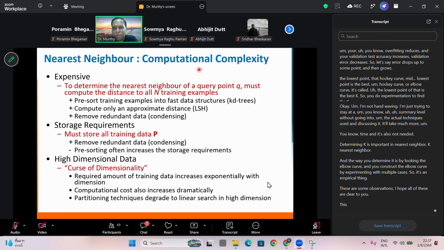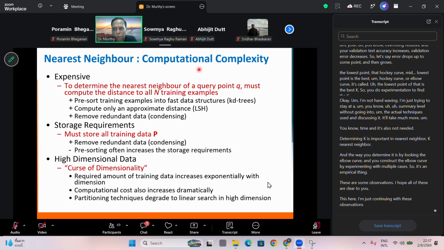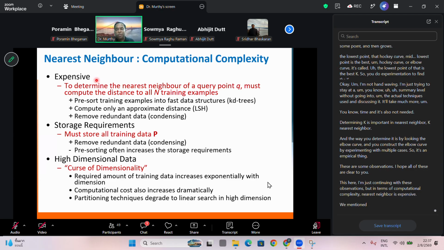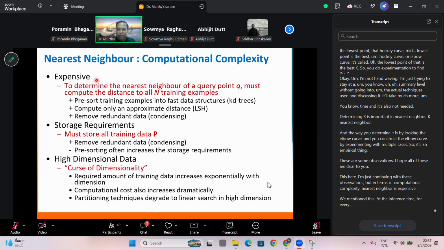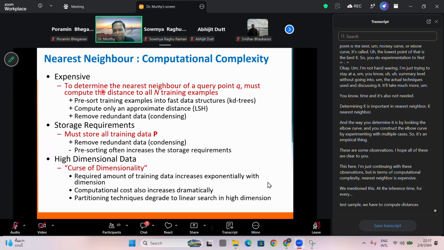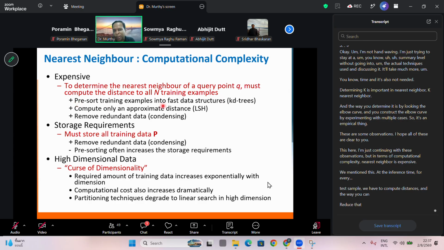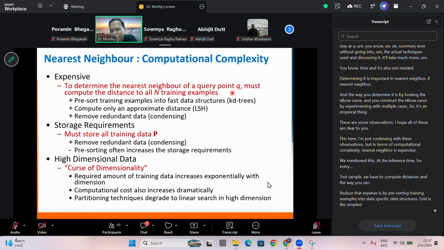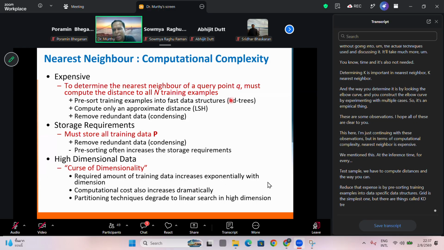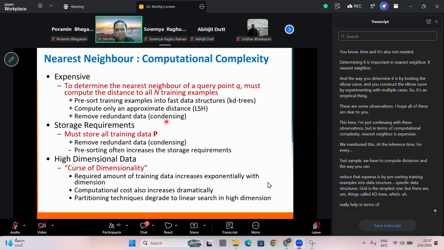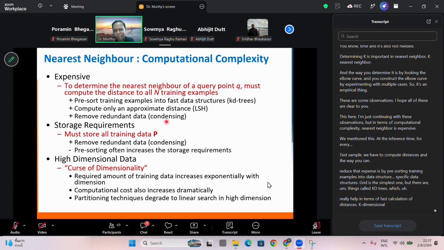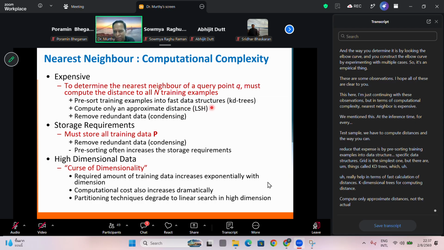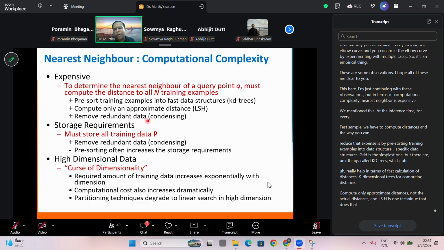I'm just continuing with these observations, but in terms of computational complexity, nearest neighbor is expensive. We mentioned this. At the inference time, for every test sample, we have to compute distances. And the way you can reduce that expense is by pre-sorting training examples into specific data structures. Grid is the simplest one, but there are things called KD trees, which really help in terms of fast calculation of distances. K-dimensional trees for computing distance. Compute only approximate distances, not the actual distances. And LSH is one technique that does that. Remove redundant data.